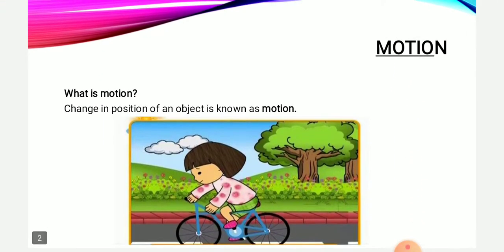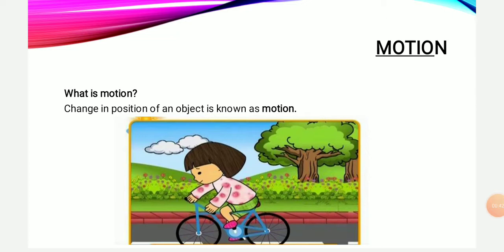In this chapter, firstly we learnt about what is motion. Motion means change in position of an object. An object is mainly in two states. If it is not moving, if it is stable, if it is steady, then the object is said to be stationary. But if an object moves from one place to another, then the object is said to be in motion.